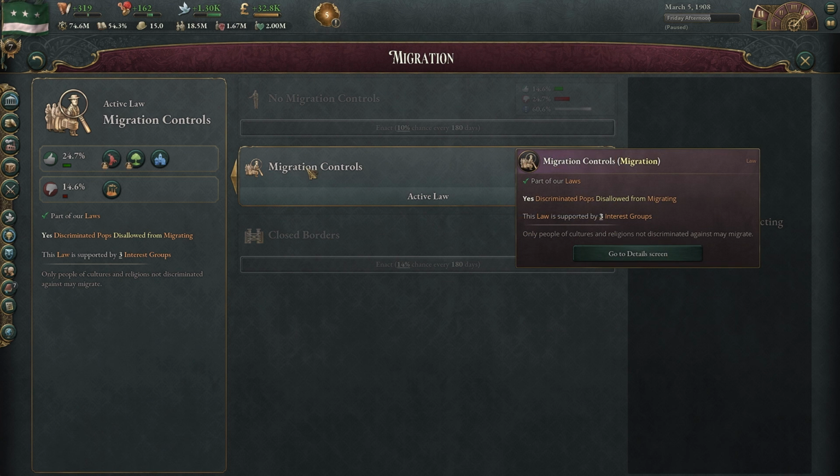Migration controls is the next law. It's worded very poorly. So what it pretty much means is discriminated POPs cannot migrate. So your citizens, however, can. They can move between states, anywhere within the markets.